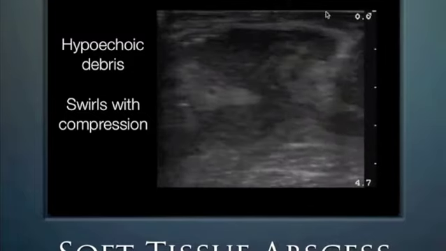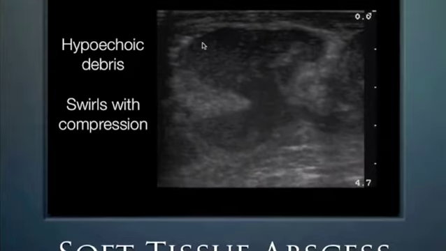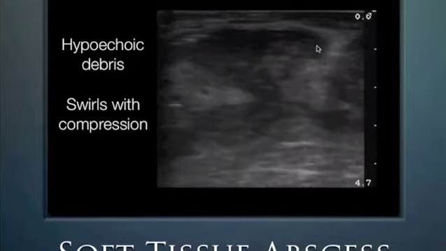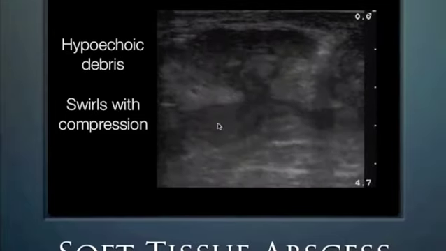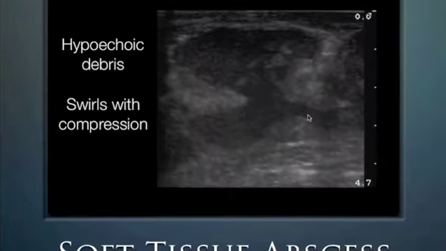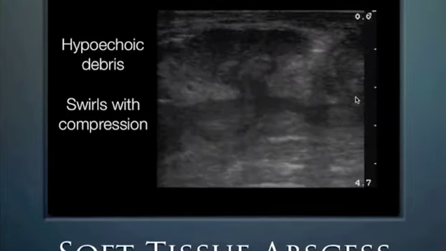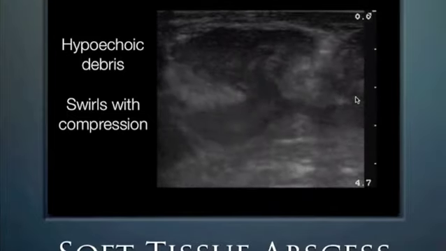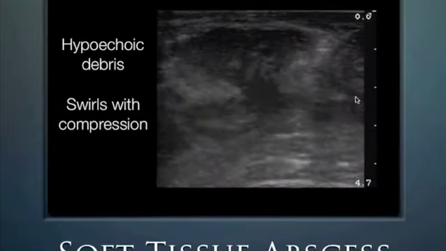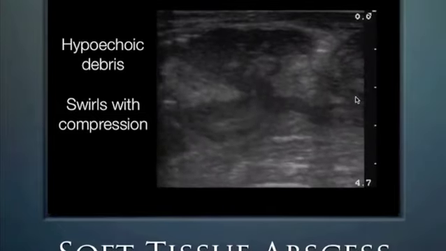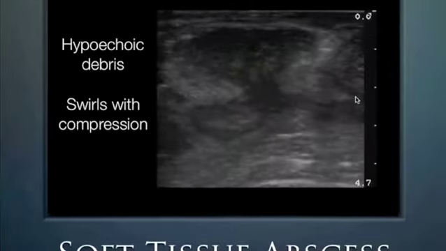So the linear transducer is here. This is the skin line, and we can see just underneath the skin there's this abscess that as we compress it, it swirls and it goes off in this other direction, and it even communicates over here, this other direction over here. And not shown here on this video is an extensive network of abscesses that actually required surgical drainage in the operating room.